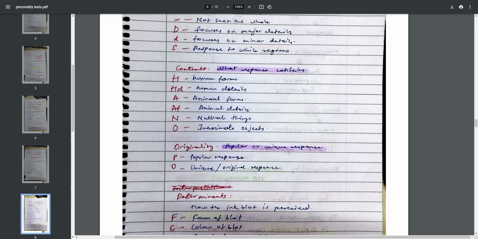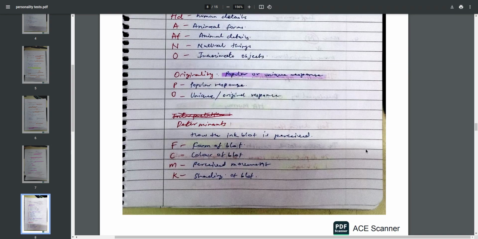Then we have N, natural things like rivers, the sun and all. Then inanimate objects shown by O. And then originality, how original their answer is. P means popular response, and O means original or unique response.